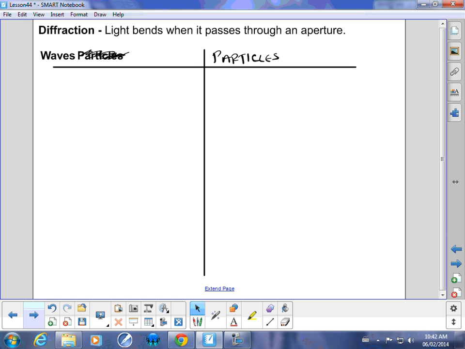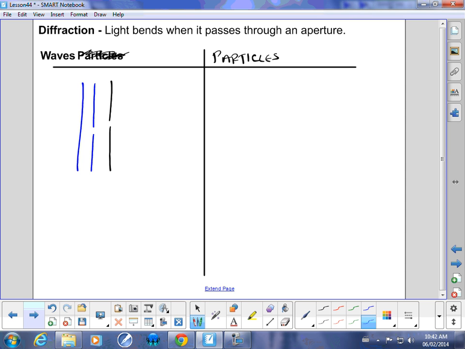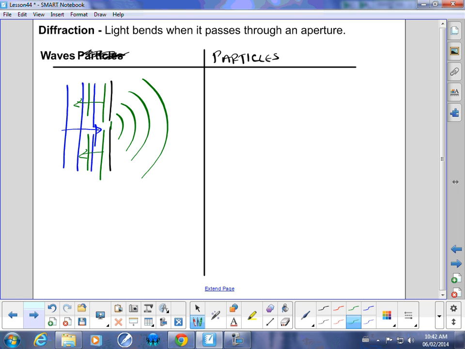So diffraction: light bends when it passes through an aperture. That's like a single slit. We talked about this and investigated it in the 3U course. When light waves strike a barrier with a hole in it, you can show this with the water table, and that's what the wave theory scientists were able to physically show. They showed that the water then spread out like this.